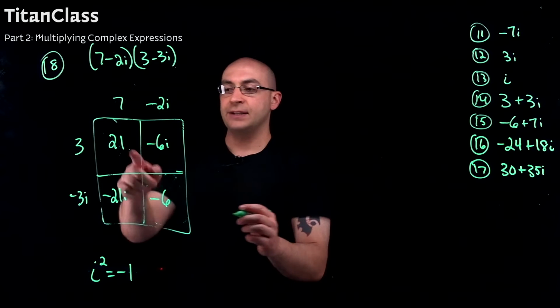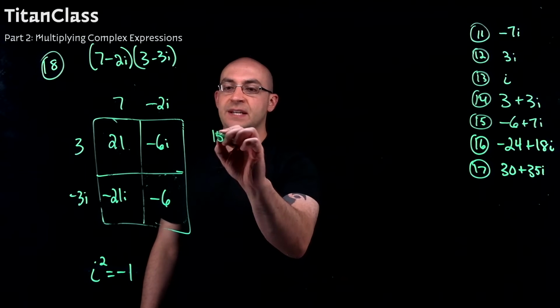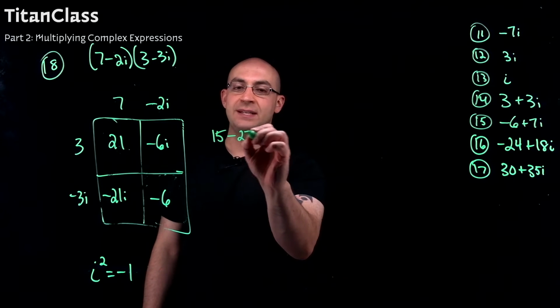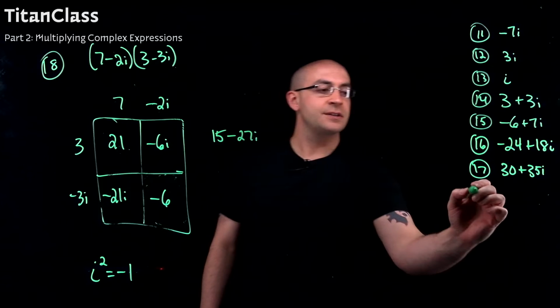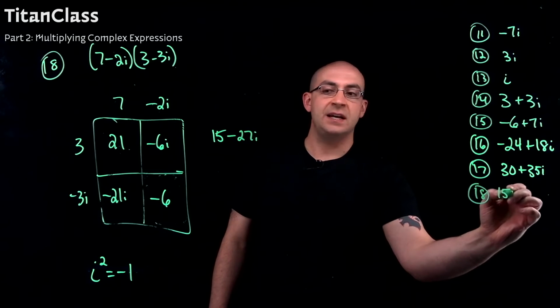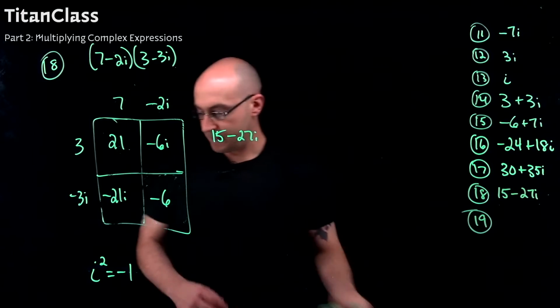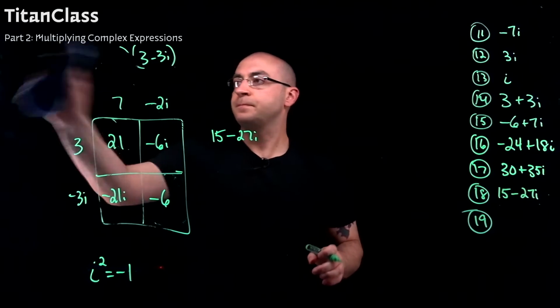So when I combine like terms, 21 minus 6 is 15. And negative 21i minus 6i is negative 27i. Final answer, 15 minus 27i. Okay. Number 19.